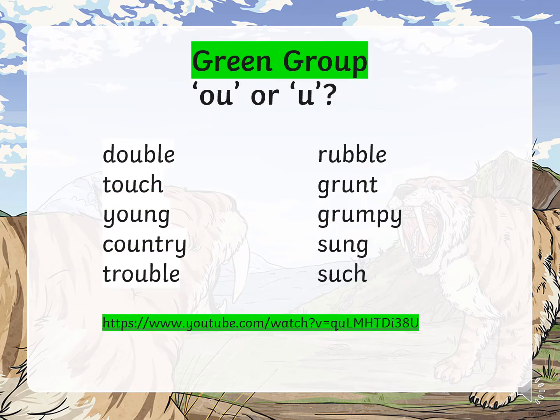For the green group, your rule is the sound spelled OU or U. So we've got the OU words: double, touch, young, country, trouble. And on the right hand side we've got the U with rubble, grunt, grumpy, sung and such. And there is a YouTube video you can watch that goes through the OU spelling.